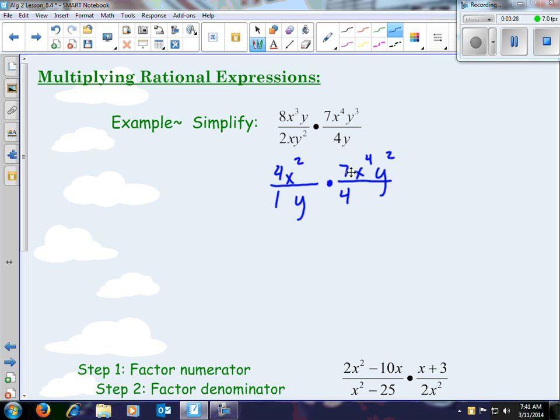Now, if I look, all of this stuff gets jammed together when I multiply straight across. So I have a 4 here on the bottom, and I also have a 4 on the top, so those can cancel. And now I have a y on the bottom over here, and I can get rid of this squared and just make it y to the first power because I'm dividing y squared by y. So then I'm just left with x squared times 7x to the 4th power times y. And then I have x squared times x to the 4th. And remember, I add my exponents when I am multiplying. So I have 7x to the 6th times y as my answer.